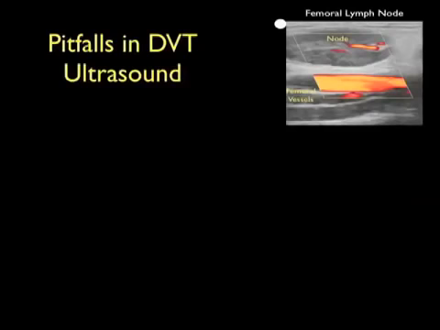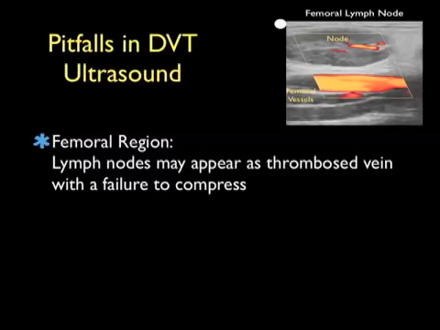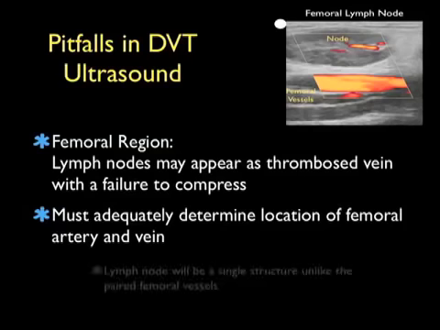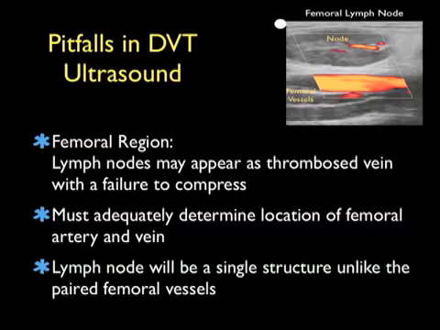Now let's turn to a discussion of some potential pitfalls within DVT ultrasonography. In the femoral region, lymph nodes may appear as a thrombosed vein with a failure to compress on bedside sonography. Therefore, it's very important to adequately determine the location of the femoral artery and vein and compare that to the location of the lymph node.